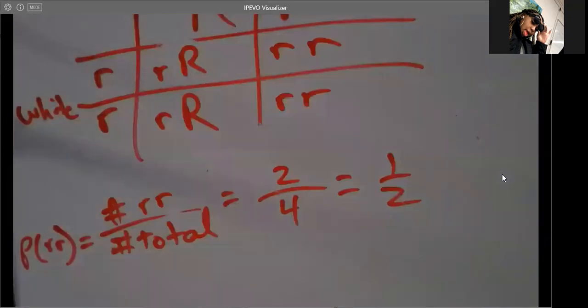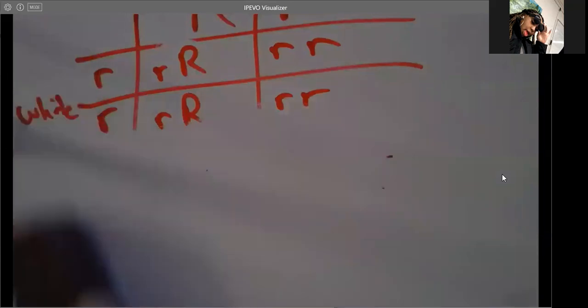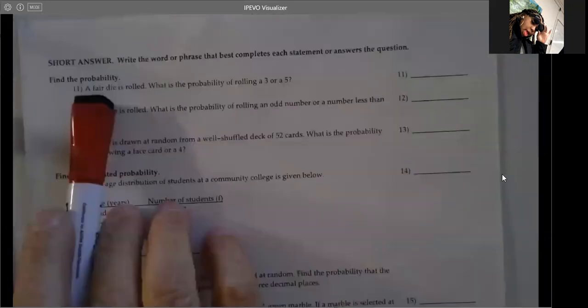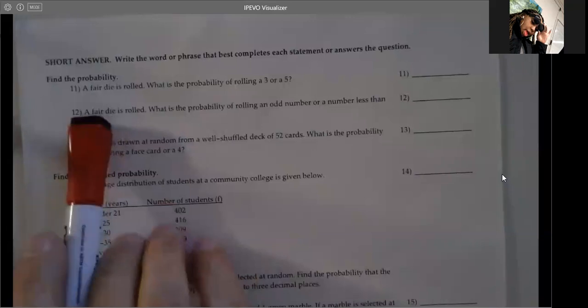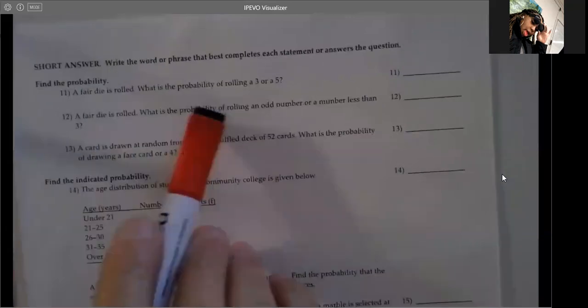Okay, 9 or 10. Any questions with that? We good? No, sir. I'm good on 9 and 10. Okay. So 11, Faraday's roll was the probability of rolling a 3 or a 5.